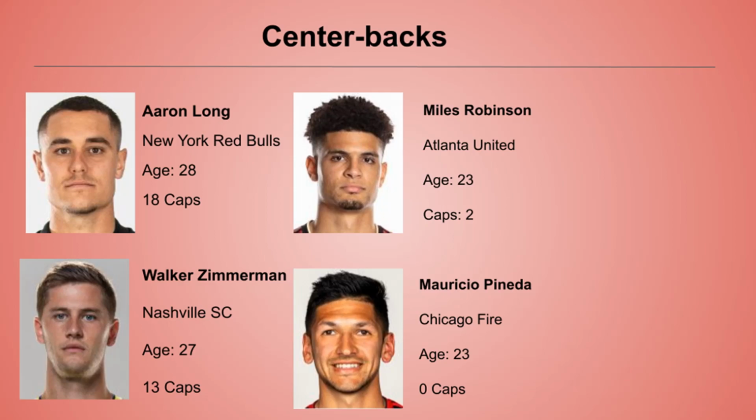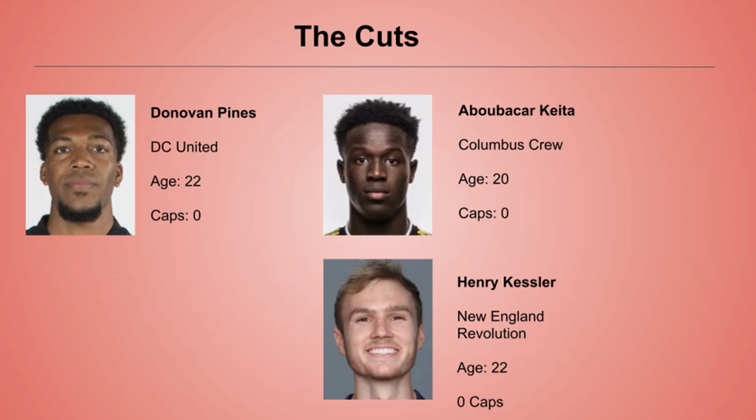Pineda with the Fire is an interesting prospect because he can play with his feet, and as a center back, that's what Berhalter wants. The cuts are interesting. Henry Kessler and Abubakar Keita. Kessler had a very impressive season with New England. I just think he falls under one of those mediocre MLS players who's good, but never really going to be national team quality. I like Abubakar Keita.